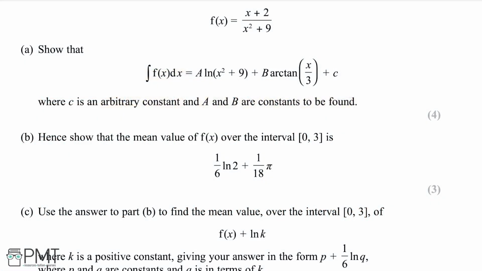In this question, we're given that f of x is equal to (x plus 2) over (x squared plus 9). In part A of this question, we're asked to show that the integral of f of x with respect to x is equal to a ln(x squared plus 9) plus b arctan(x over 3) plus c, where c is an arbitrary constant and a and b are constants to be found. Well, let's first write out the integral in its full form. We have the integral of f of x, which is (x plus 2) all over (x squared plus 9).